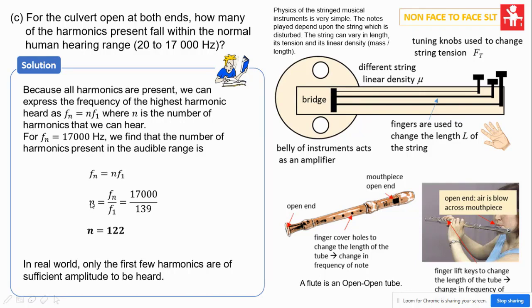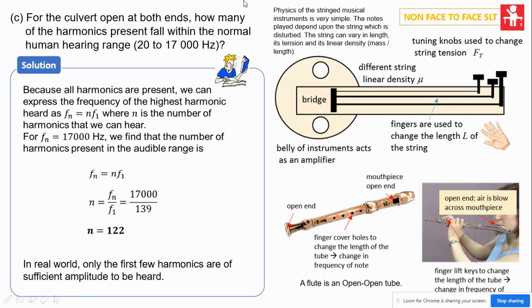So in order to get the value of n, we can have Fn over the fundamental frequency. So for the Fn value, we take the highest value in the range, 17,000, over the fundamental frequency 139 to get the value of n as 122. In the real world, only the first few harmonics are of sufficient amplitude to be heard.